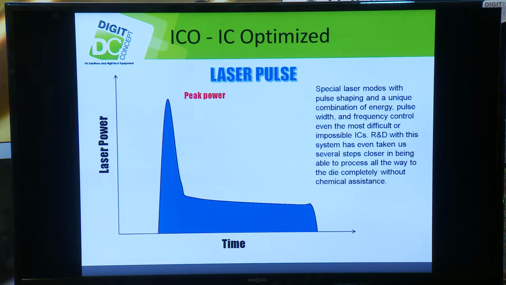And what we can do with the ICO option of the laser is actually play around with the different laser modes to optimize the balance between the peak power and the heating up in order to efficiently remove the filler balls without damaging the wires that we're trying to protect.